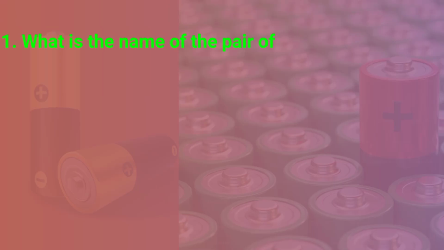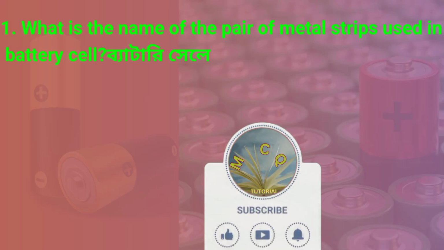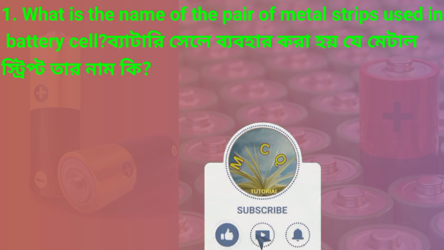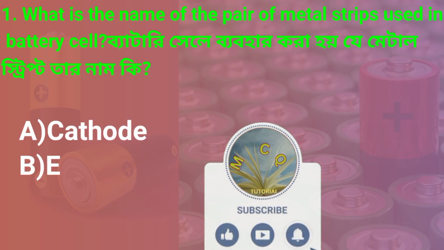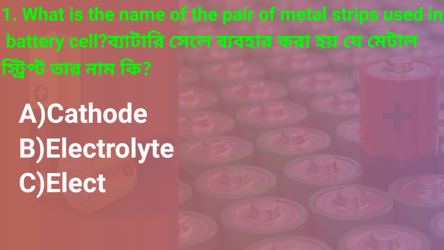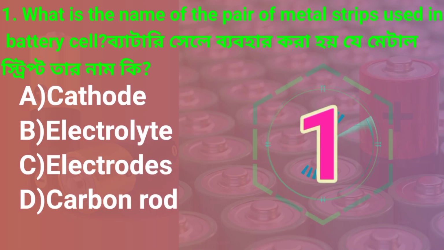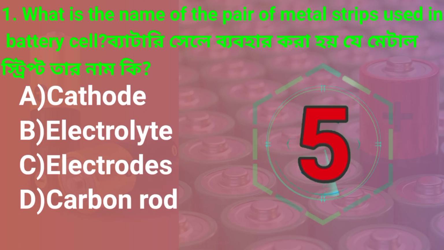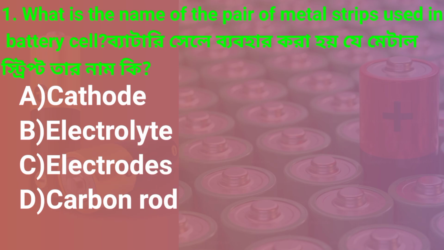Question number 1. What is the name of the pair of metal strips used in battery cell? Option A cathode, option B electrolyte, option C electrodes, option D carbon rod. উত্তর হবে option C electrodes.